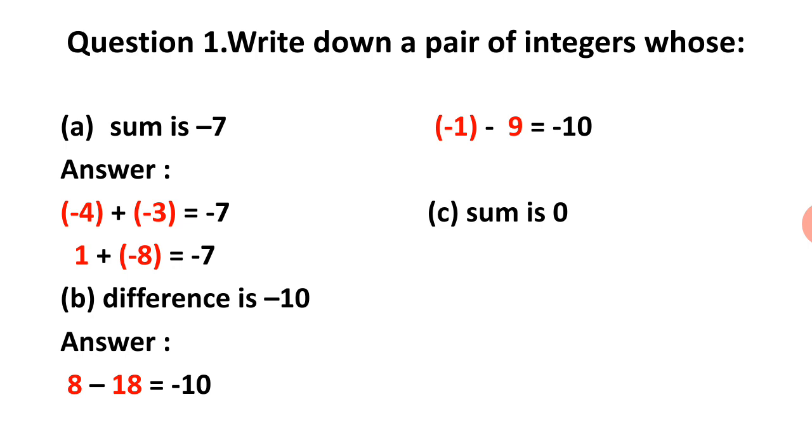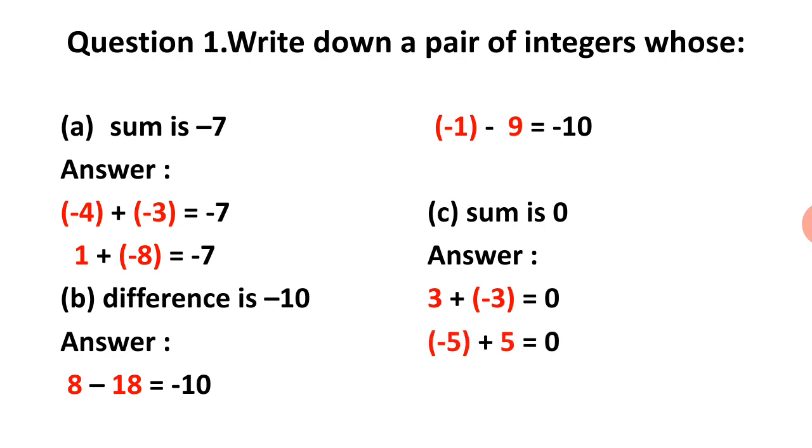The next sub question tells you to get the sum to be equal to 0. So 3 plus, that plus is nothing but sum, that is written in mathematical form, and the answer is 0. The pair of integers can be 3 and -3. They can be -5 and 5. You can write any of your set of integers. With this, let's move to question 2.